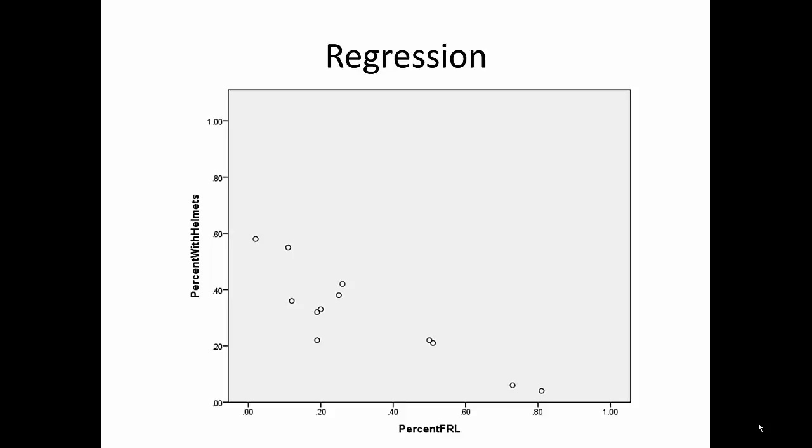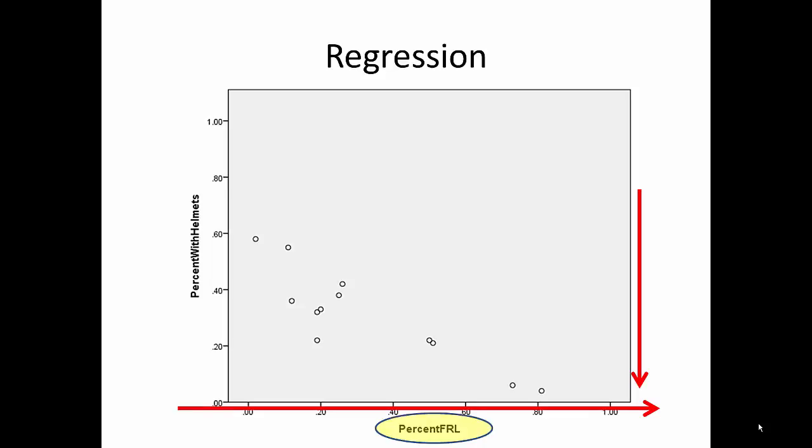Let's look at regression now. Remember my example of bike helmet wearing elementary students. There was a relationship between the rates of poverty and the wearing of bike helmets. When the rates of poverty increased, the wearing of bike helmets went down. With regression, we say that the percent of free and reduced lunch on the x-axis is the predictor variable, and that the y variable is the criterion variable.